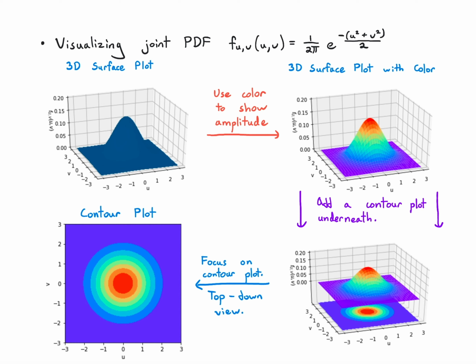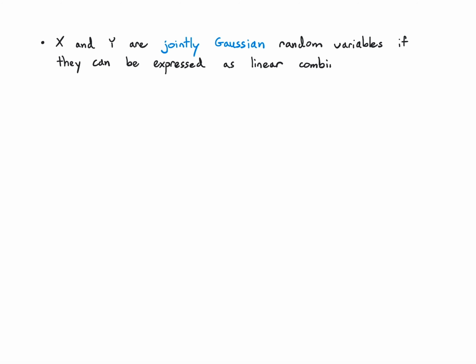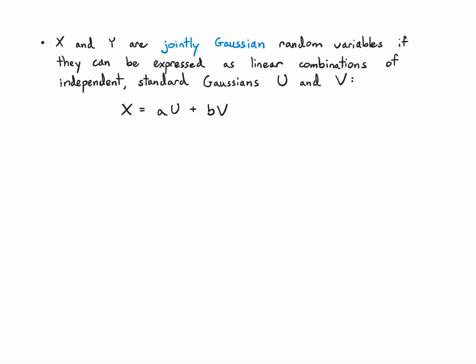Well, now that I have this, I'm going to introduce this idea of jointly Gaussian random variables. So X and Y are jointly Gaussian random variables if I can write them in a particular way. What I need to be able to do is express them as linear combinations of some other random variables which happen to be independent standard Gaussians. Call them U and V. So I need to be able to write X as aU plus bV plus mu_X, and Y as cU plus dV plus mu_Y.